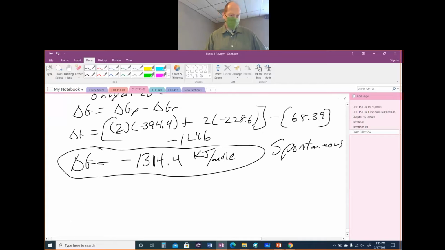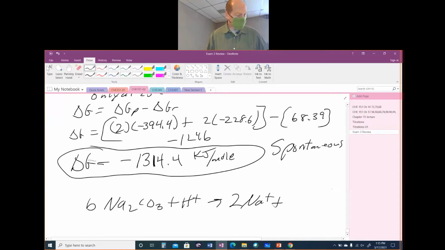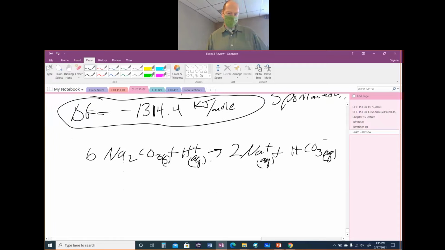All right, the next one, part B: Na2CO3 plus H+ goes to 2Na+ and HCO3−. All right, solid. Okay, so this one we cannot predict the delta S either. We're not doing delta S, but we have no gases on either side, so we could not predict the sign of delta S. We would have to calculate it using the chart, products minus reactants. All right, but the question is calculate delta G.